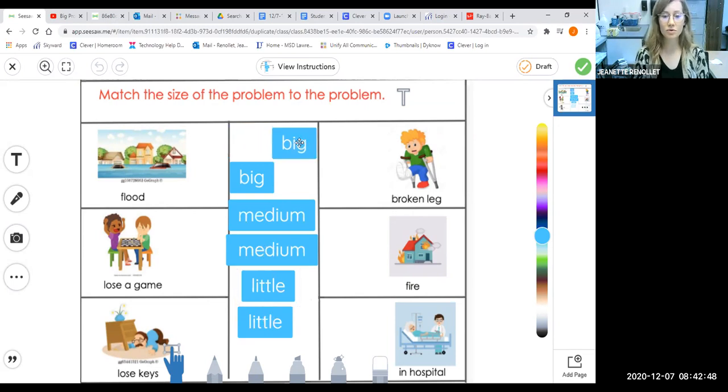You are going to move the words and match the size of the problem to an example of a problem. There are 6 pictures and 6 words. Practice dragging to move and describe each problem.